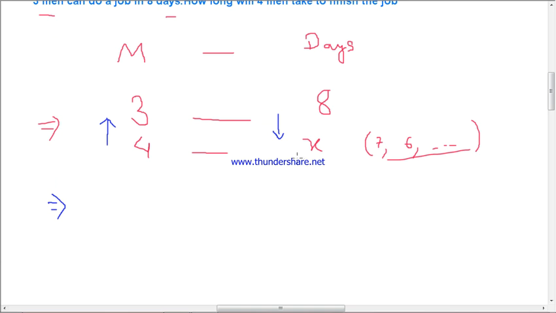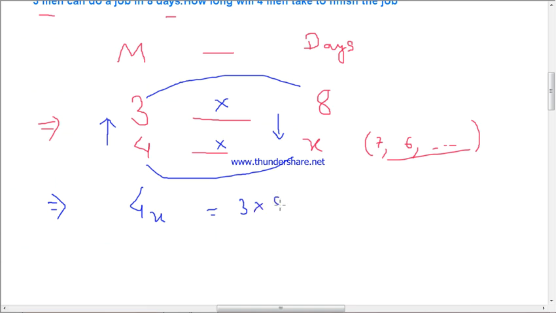Now the solution: after identifying that it's an inverse variation, what you do is you multiply straight. Like in the previous direct variation, you used to cross multiply. Now you multiply 3 with 8 and 4 with x. But frame it in the form of an equation. 4x is equal to 3 into 8. Divide by 4 both sides, make the base same, and then see how much you will get.